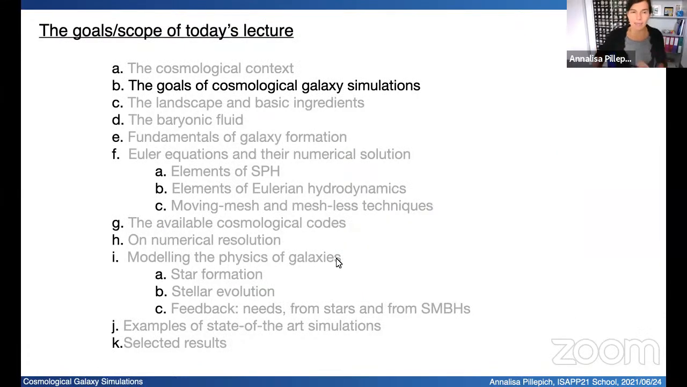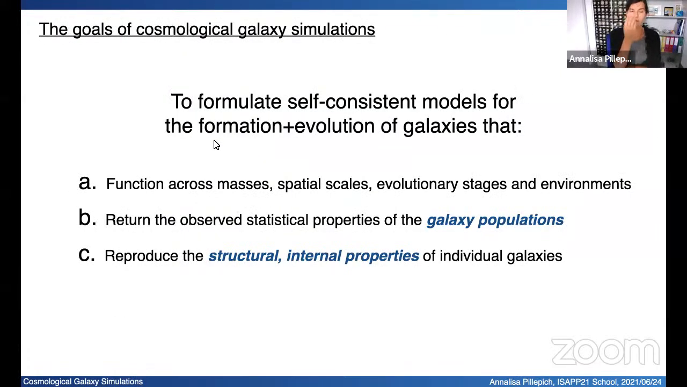And so now let me go to the goals of cosmological galaxy simulation. Essentially, understanding the functioning of galaxies in the cosmological context means to be able to model them, and we're talking about numerically modeling them. The goals of the frontier in cosmological galaxy simulations is really to formulate self-consistent models for the formation and evolution of galaxies. But these models have to function across the mass scales and spatial scales I showed you before, across 14 billion years of cosmic evolution and across environments. They have to be realistic.